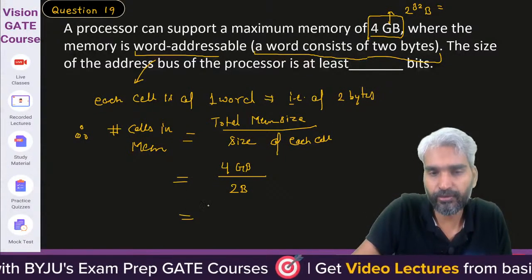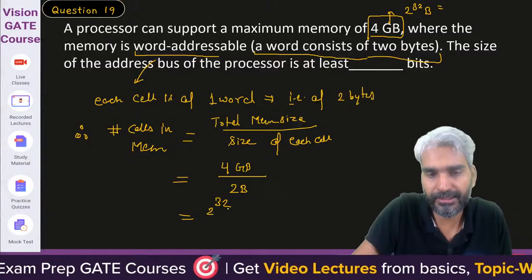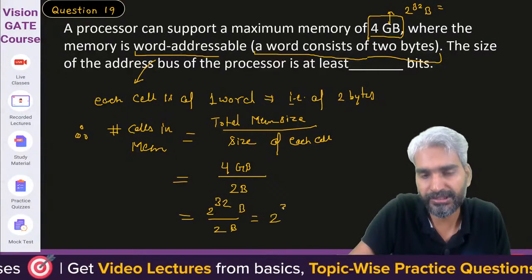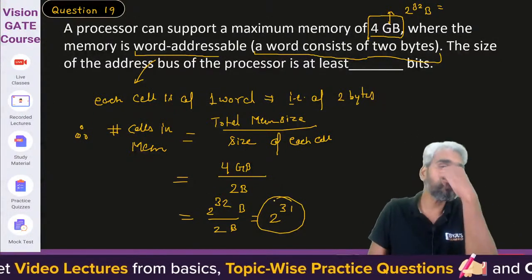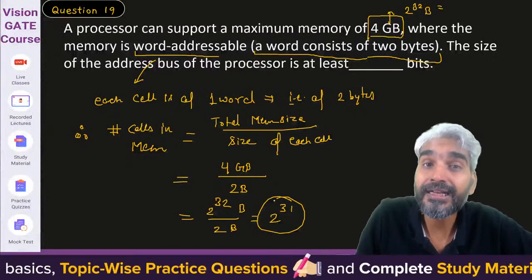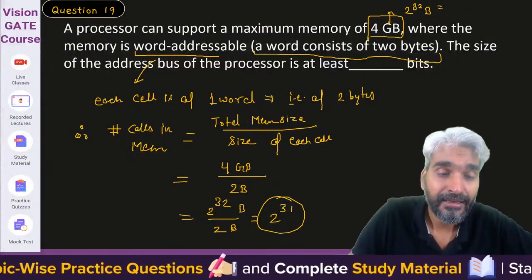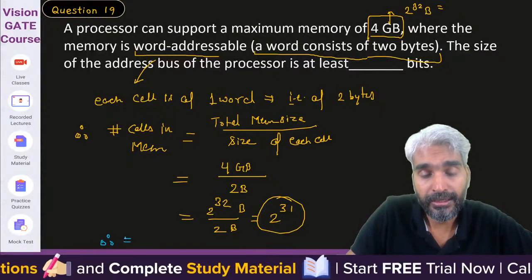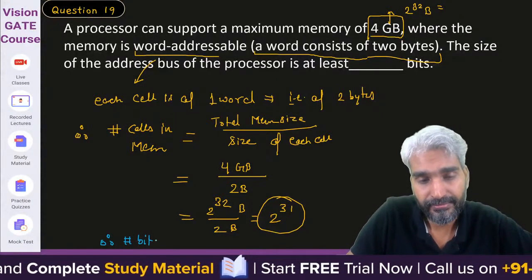So what is this? 4 GB is actually 2 raised to the power 32 bytes divided by 2 bytes. So this is nothing but 2 raised to the power 31. If there are 2 raised to the power 31 cells in the memory, therefore number of bits in address will be how many?